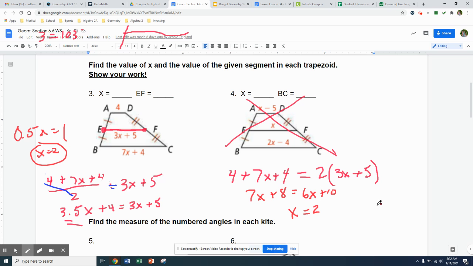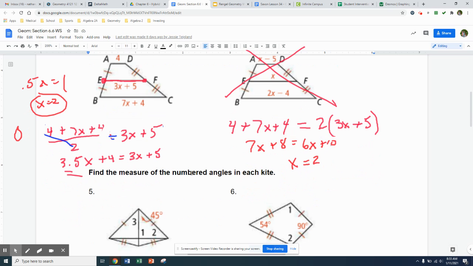So either way, it's always going to be in that 2-to-1 ratio. The bases are going to add up to the mid-segment doubled, or we can take the bases and divide the bases by 2 and then set them equal to your mid-segment. So I'm going to leave number 4 for you to practice, and you can decide either method, whichever you want to try out there. And then go ahead and check that on the answer key, or you can check with me after this first part of class here. But we're going to continue now to look at kites.